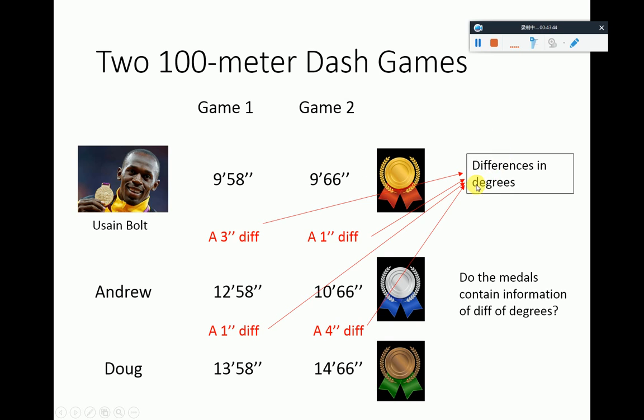But all these differences in degree are not contained in this medal system. So ranking tells us who's better, but how much better, we don't know. That's a very important point that we should bear in mind regarding the properties of ordinal measures. We don't know how much better. We only know that one is better.